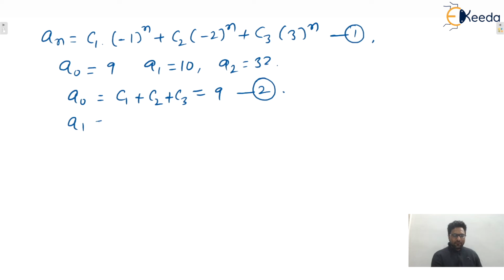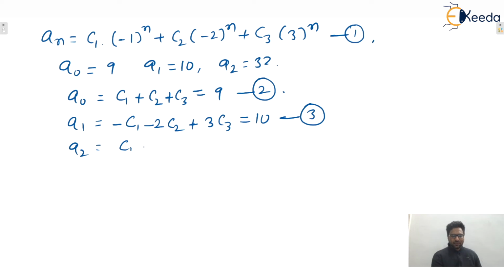Now the second one is a1, put n equals 1. So this is minus C1 minus 2 C2 plus 3 C3, that equals 10, that is equation 3. And the next one is a2: C1 plus 4 C2, since n value is 2, plus 9 C3, that equals 32. So let's say this is equation 4.